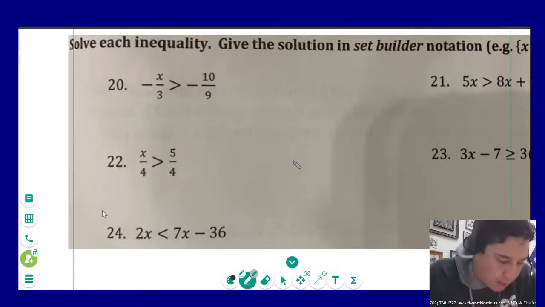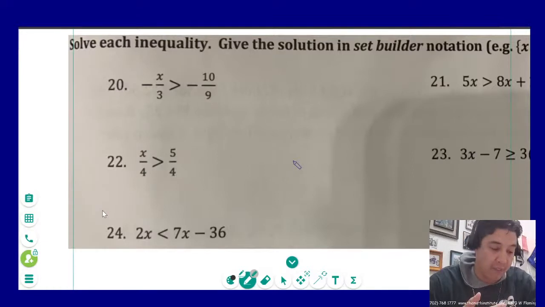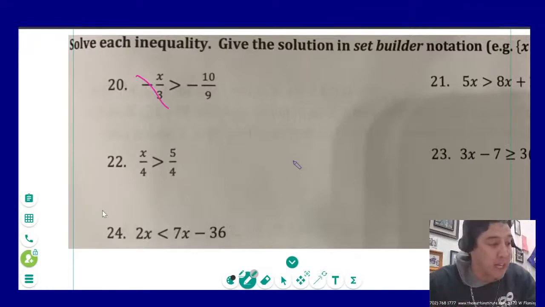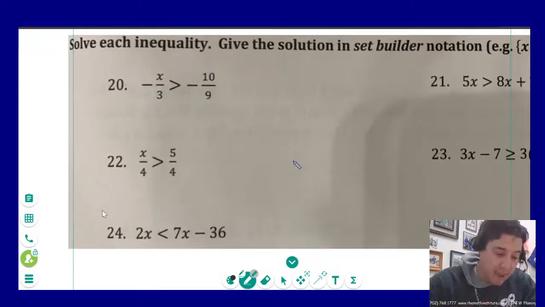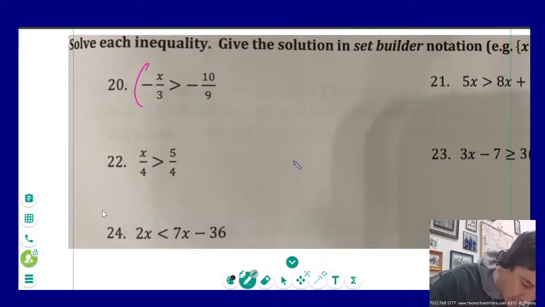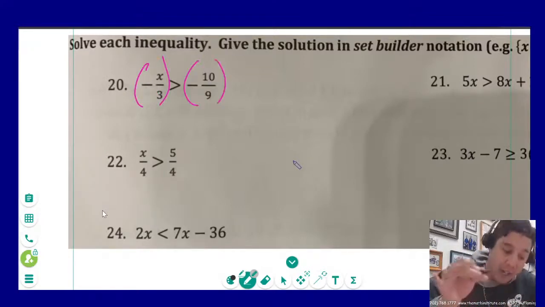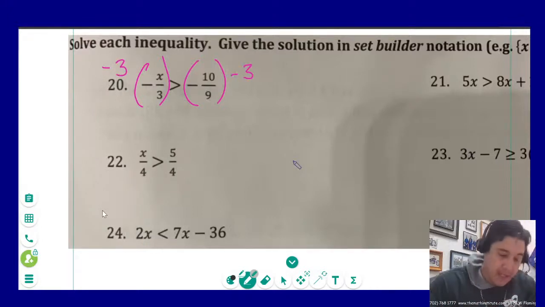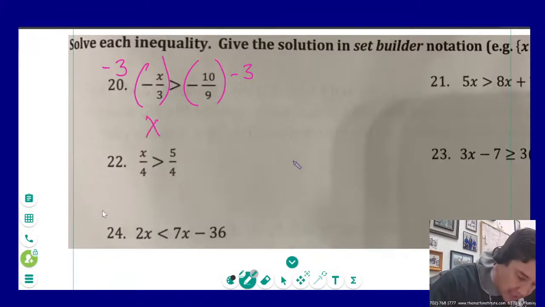So looking at this problem, negative x over 3 is greater than negative 10 over 9. The first thing we have to do is multiply both sides by negative 3. That would get rid of the negative and the 3, which is the objective. We want to isolate the variable. Anything I do to one side, I do to the other. I multiply both sides by negative 3. The negative 3 and the negative 3 cancel, leaving me with x.